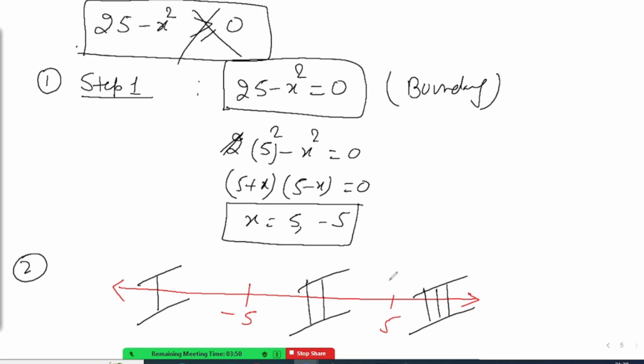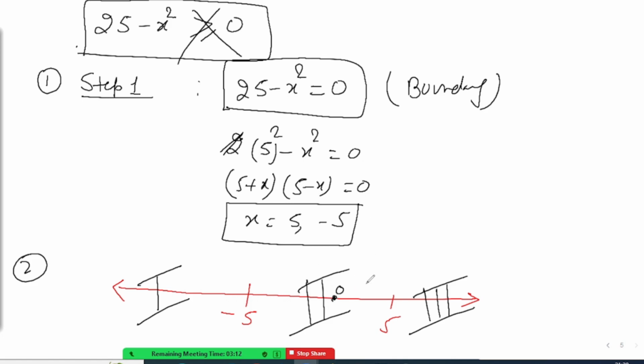What you have to do is just find the sign of any one of the parts, any one of the segments. And how to find? Just put any value belonging to that segment. The easiest approach is to find the sign of the segment in which 0 belongs. 0 belongs to segment 2. It will lie from -5 to 5. So it's better to find the sign of the second segment.